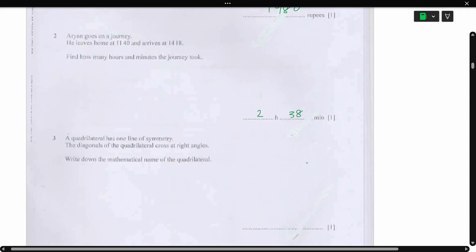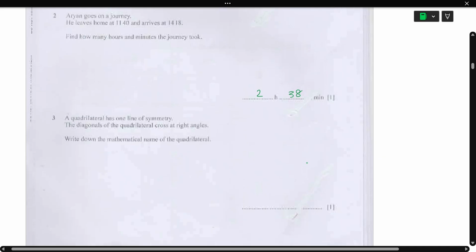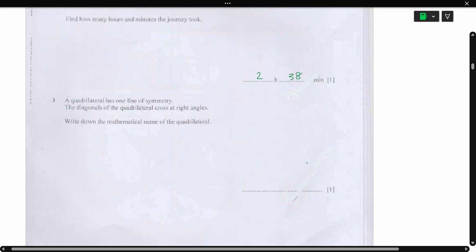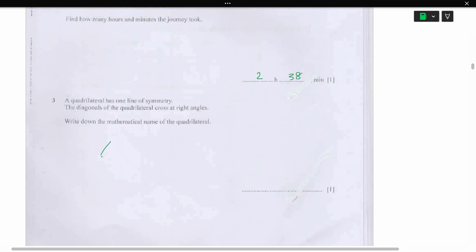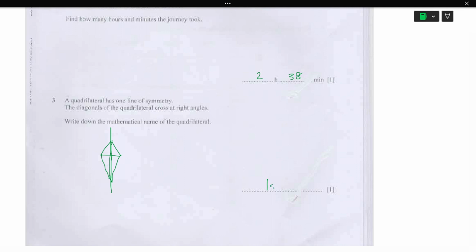Next, a quadrilateral has one line of symmetry. The diagonals of the quadrilateral cross at right angles. Write down the mathematical name of the quadrilateral. So it's one line of symmetry, so we can say this is a kite. Here there is only one line of symmetry. The diagonals of the quadrilateral cross at right angles. One diagonal crosses the other diagonal. So the name we can write is kite.